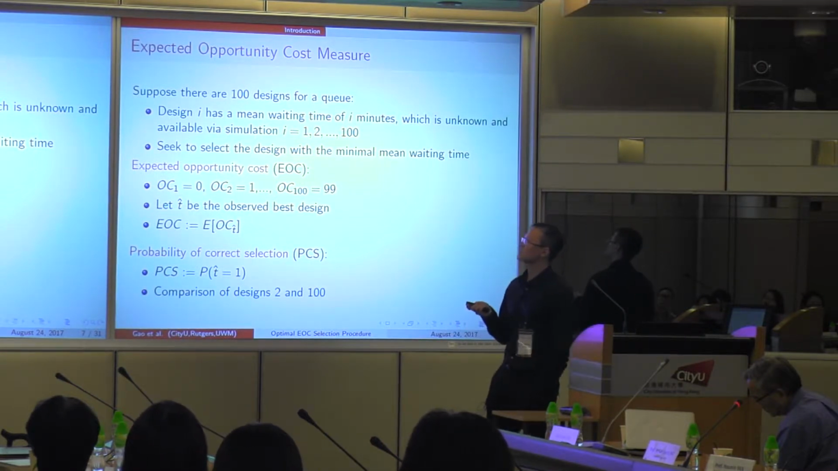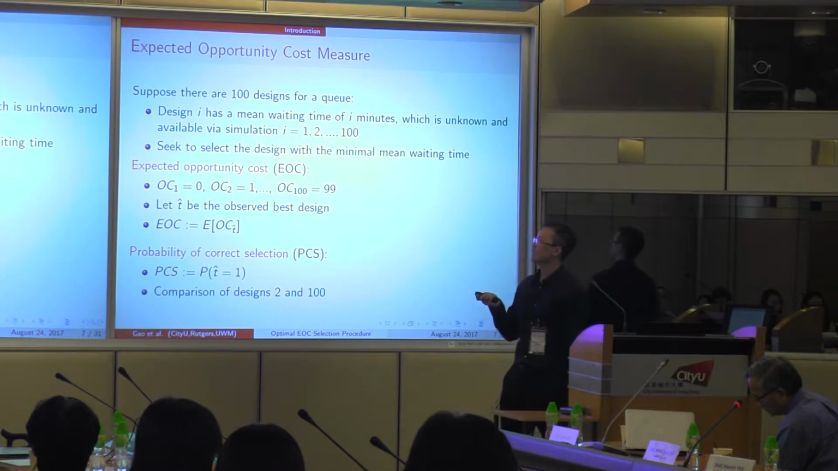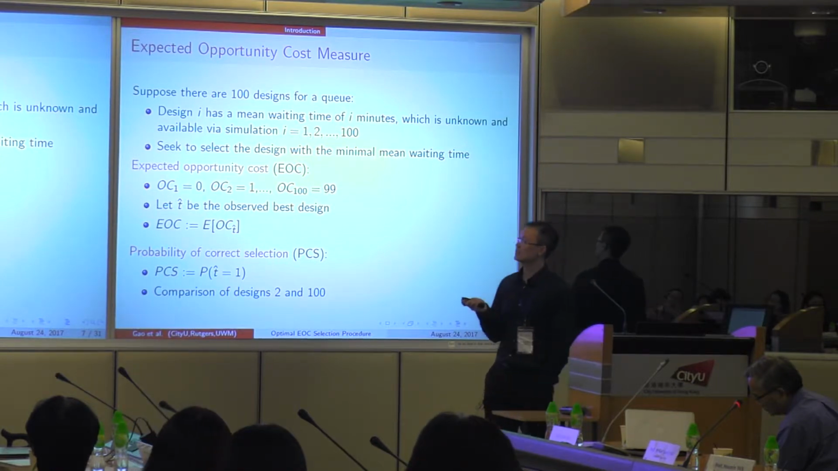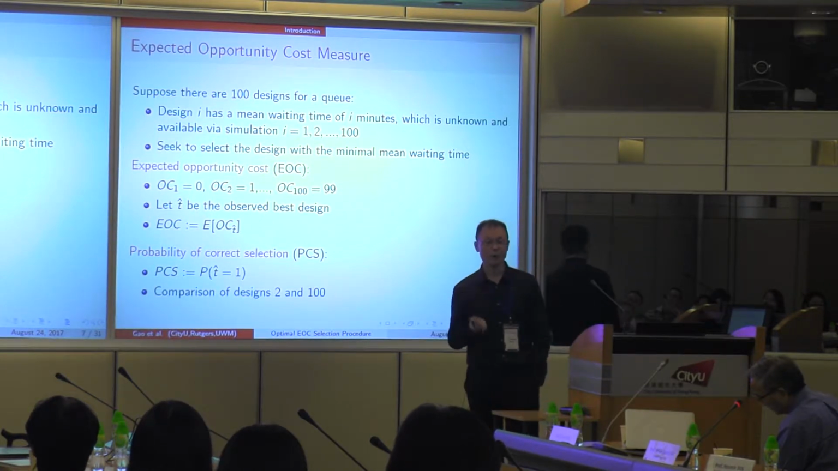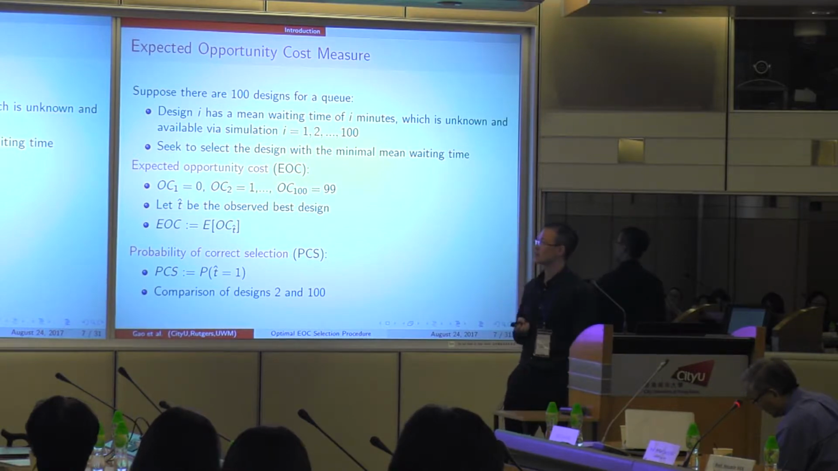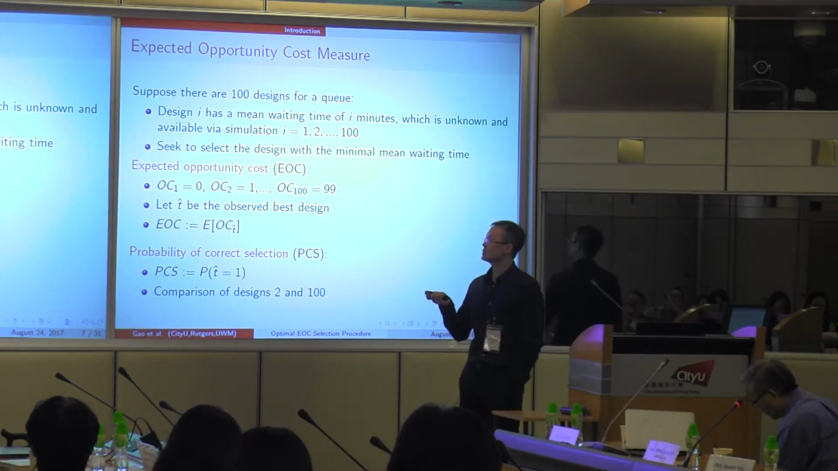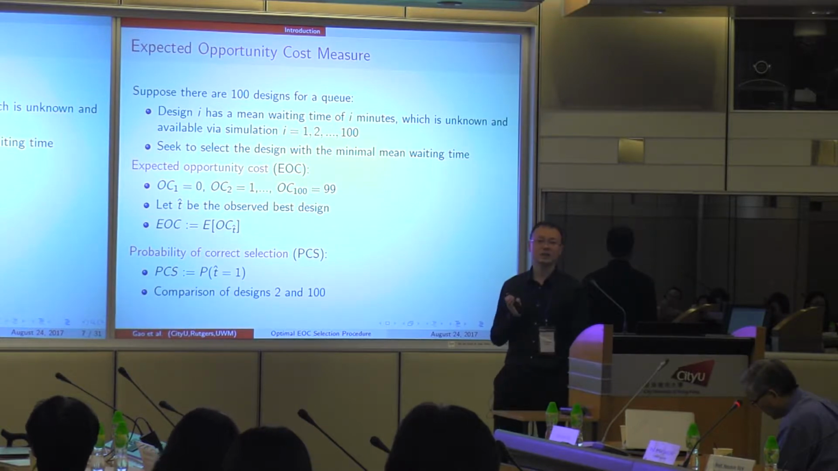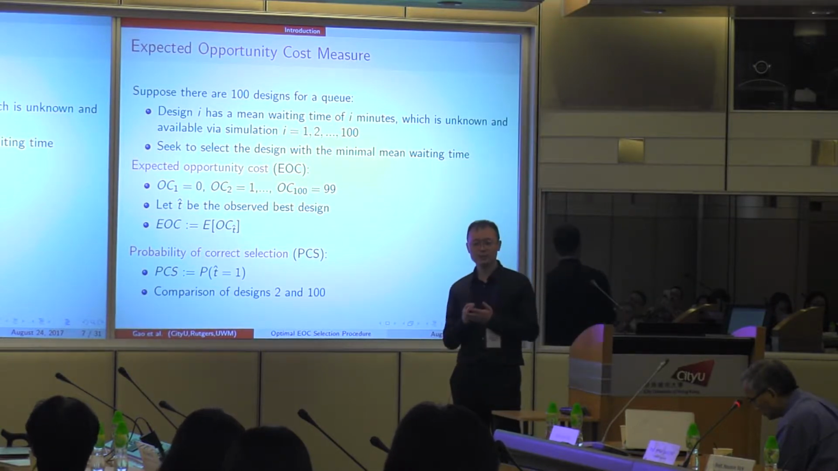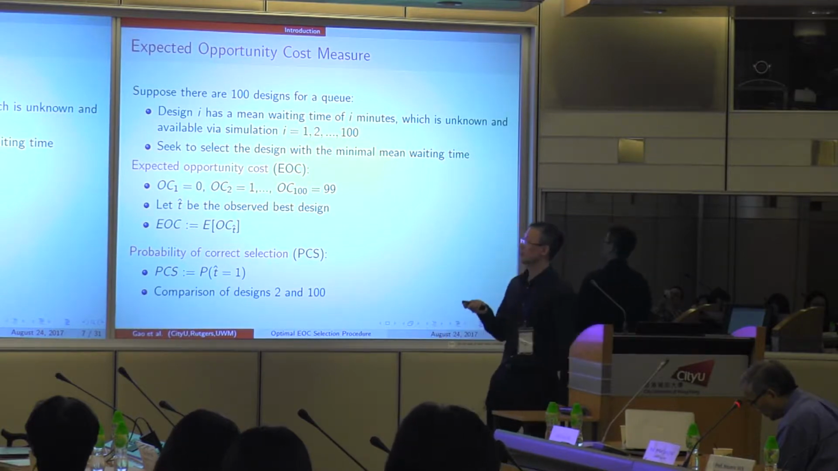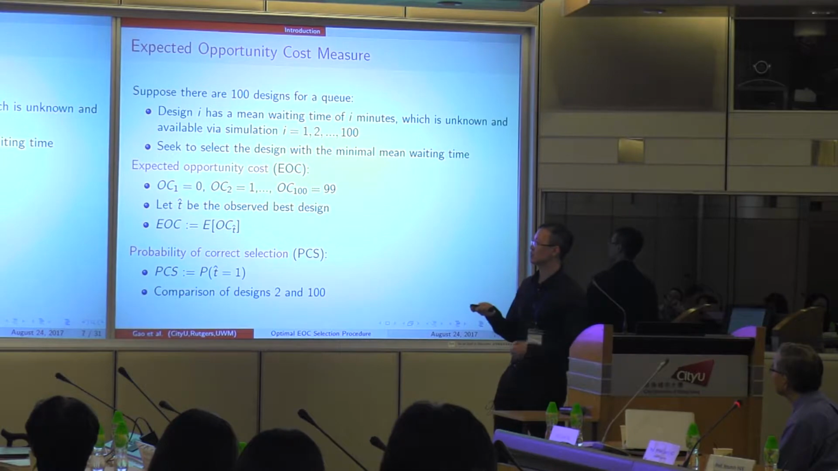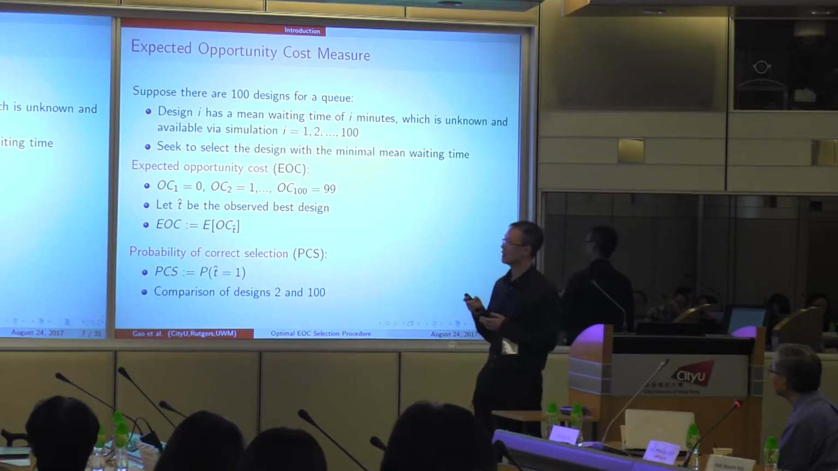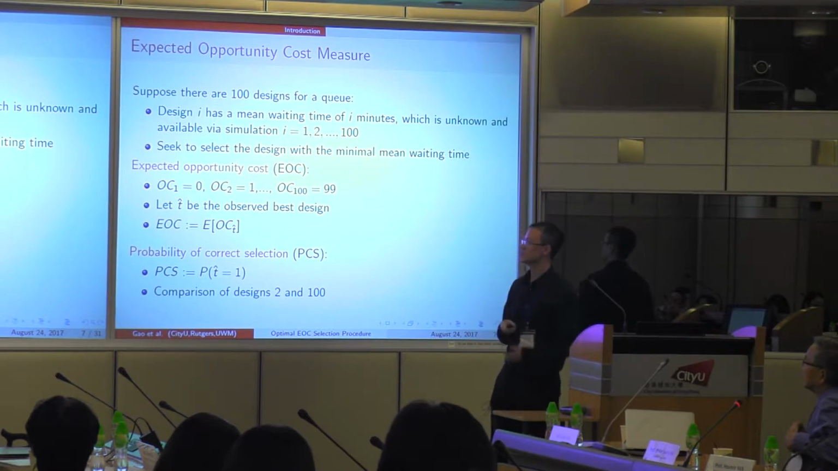Suppose we have 100 designs for a queue. Design i has a mean waiting time of i minutes. And we want to select the design with the minimal mean waiting time. Of course, design 1 is the best design because it has only 1 minute mean waiting time. For the expected opportunity cost, first, the opportunity cost of a design is the difference in mean between this design and the best design. For the best design, design 1, the opportunity cost is just 0. For design 2, the opportunity cost is 2 minus 1, so 1. And for design 100, the opportunity cost is 100 minus 1, that is 99.